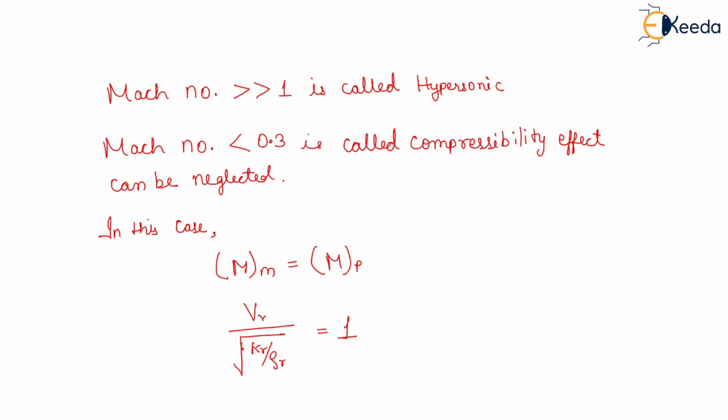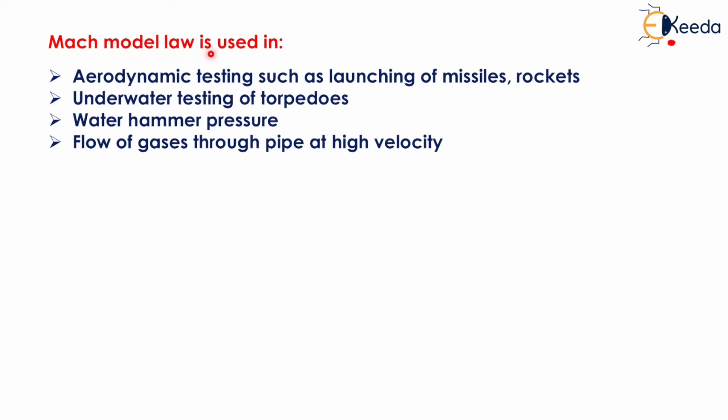In this case, Mach number of model will be equal to Mach number of prototype. Therefore, Vr upon under root of Kr upon rho r will be equal to 1. Now, Mach model law is used in aerodynamic testing such as launching of missiles, rockets, etc., underwater testing of torpedoes, water hammer pressure, and the last one is flow of gases through pipe at high velocity. That is all about the model laws.